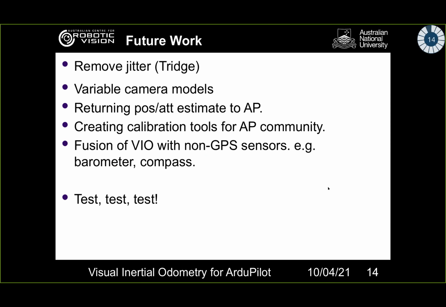In terms of future work with the practical implementation, I'm very keen to try and remove the jitter from the timing. That should help improve the use of the IMU signal. There are lots of different camera models, and I expect that people in the community will want to use lots of different cameras. So I also don't want to set it up to only work with fisheye or only work with pinhole or anything like that. We want to be able to support a variety of different camera models.